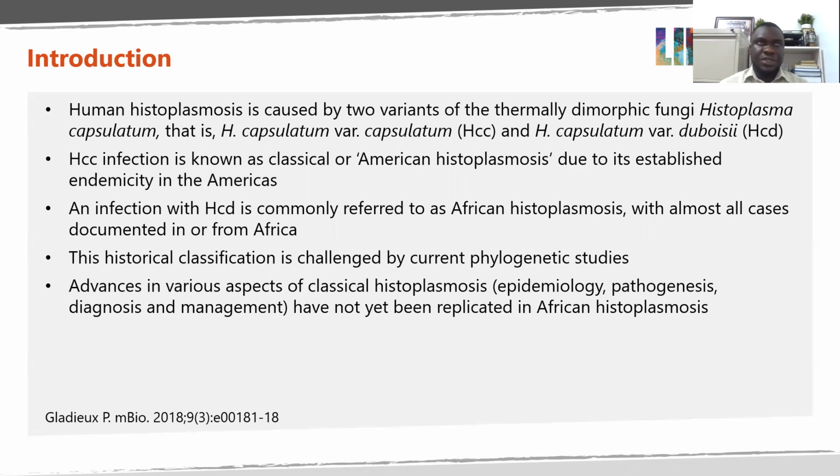So in terms of epidemiology in the US and other parts of America, we have a clear indication of where the hotspots are. And so they were able to establish surveillance programs and also make it a notifiable disease, where cases are notified to authorities. The pathogenesis is quite clear as well. In terms of diagnosis, most of the new non-culture-based assays are made with isolates of Histoplasma capsulatum, the variant capsulatum. And there are established guidelines available for the management of classical histoplasmosis as well.